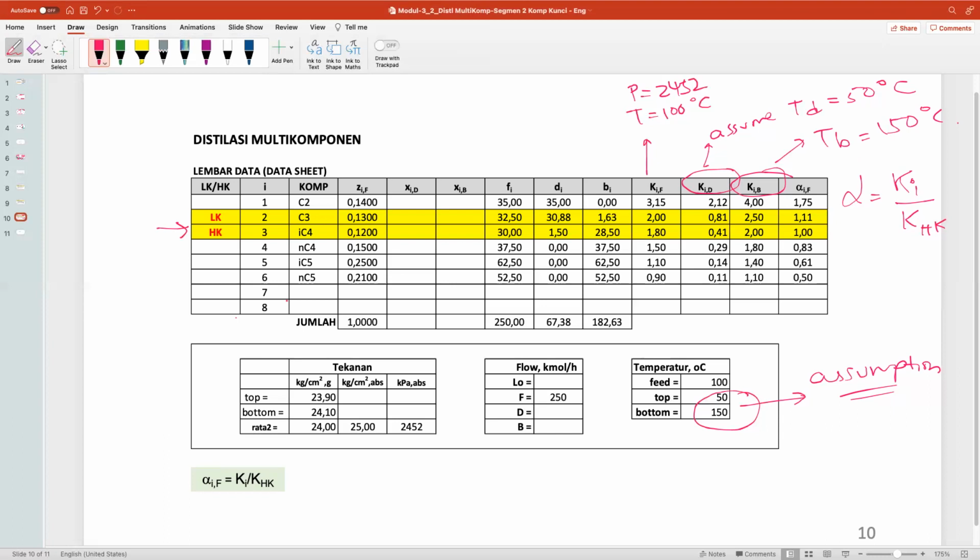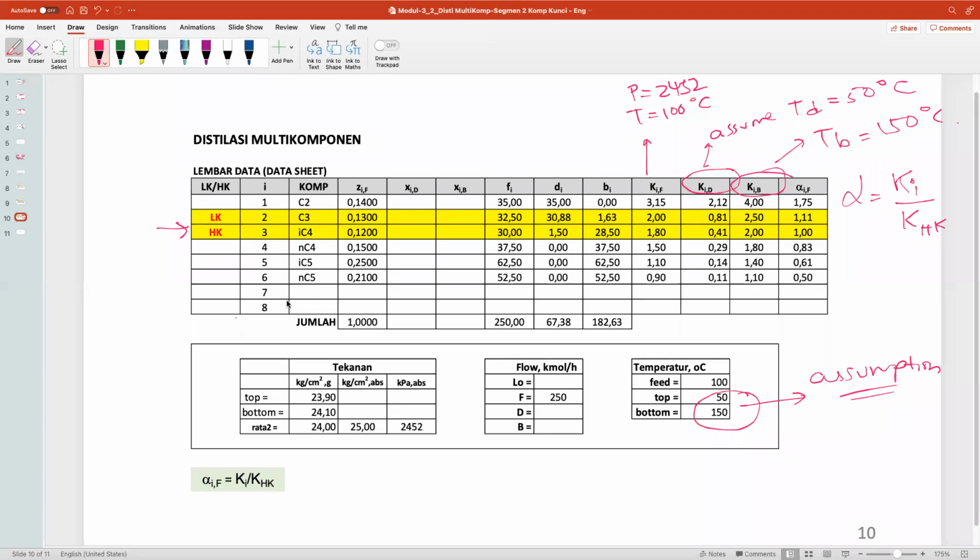So why do we have to calculate this one? Because we want to calculate the number of equilibrium stages, like in binary distillation, right? Why do you have to find the K? Why do you have to find the relative volatility? Why do you have to make a lot of assumptions? If our assumption is wrong, of course, you have to do the iteration again. So it's gonna be very, very painful. Anyway, I think there will be questions later.